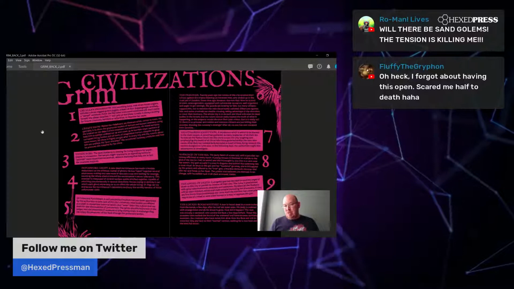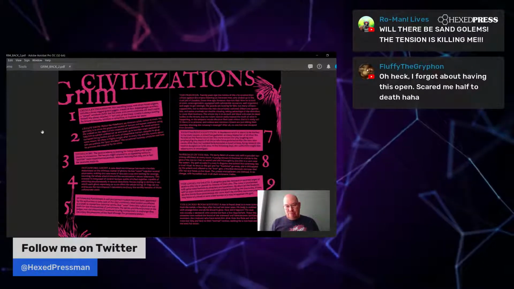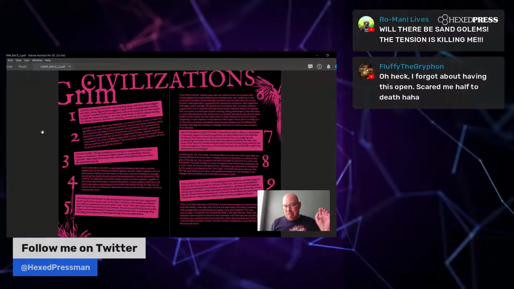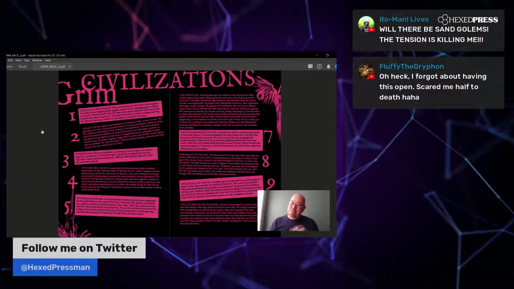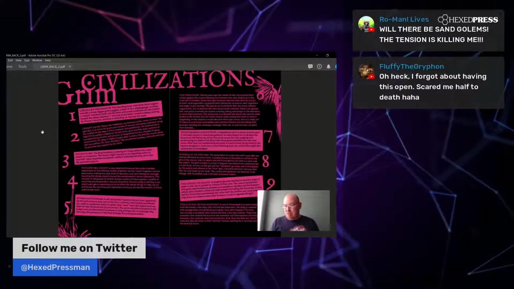Let me just, we got some comments in the chat already. Will there be sand golems? The tension is killing me. I'm not sure. I'd like to think that it would be interesting if some of the encounters match up with the things they came up with in the areas. So maybe we will get sand golems. I really like the sand golem concept. So yeah, my fingers crossed as well.